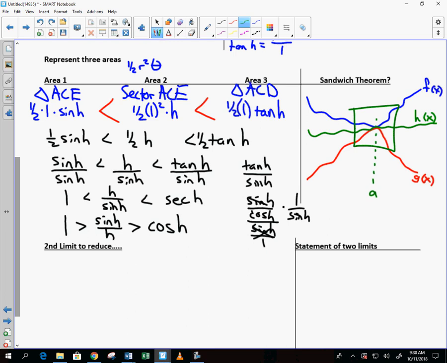Well, look at what we have. Which function is on top? Which function is on the bottom? Which function is in the middle? Let's let the limit as h goes to 0. What's the limit as h goes to 0 of 1? 1. What is the limit as h goes to 0 of cosine of h? 1, because the cosine of 0 is 1. So if this is 1 and this is 1, then this must be 1.